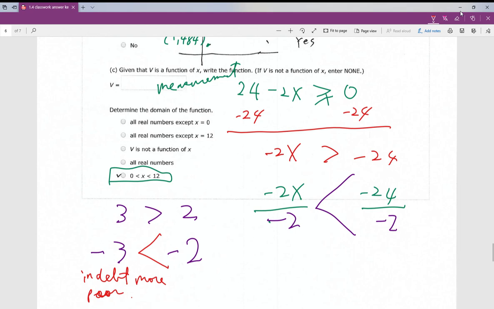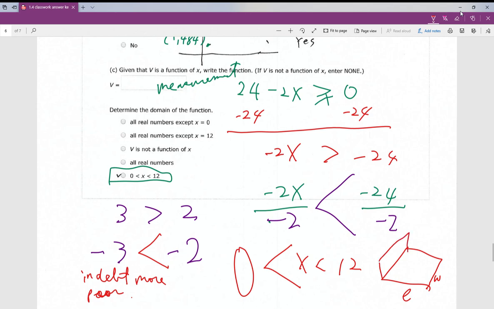Okay. So keep in mind, when you want to divide or multiply with a negative number, you need to switch the inequality sign, and then you can solve. And also x needs to be positive. So after we solve this, you have x smaller than 12. But also be careful, x is also the height, so it cannot be negative and cannot be zero, right? So the length and width need to be positive, and the height x needs to be positive also. So that's why you have this answer.